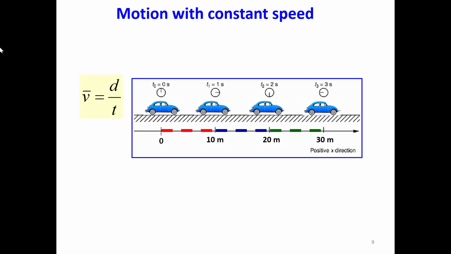For the first segment, the red line, the average speed equals the distance, which is 10 meters, divided by the time. The time from 0 to 1 second is 1 second. Then the average speed will be 10 meters per second.